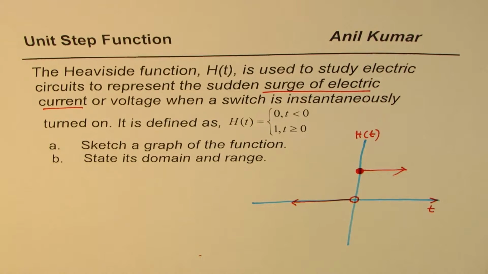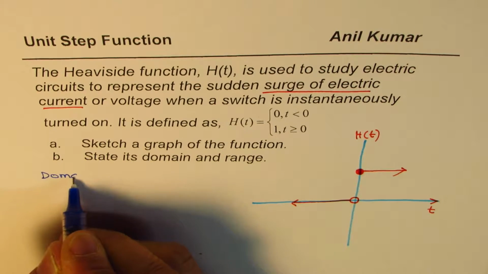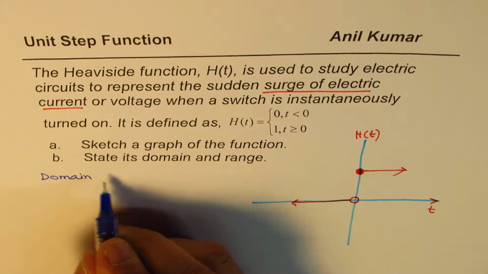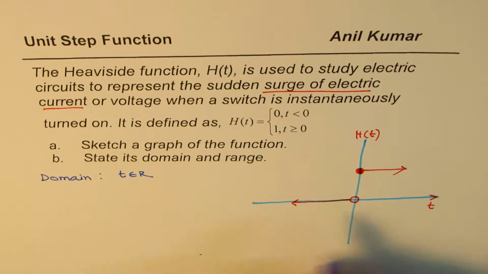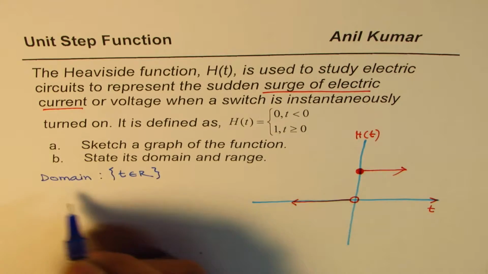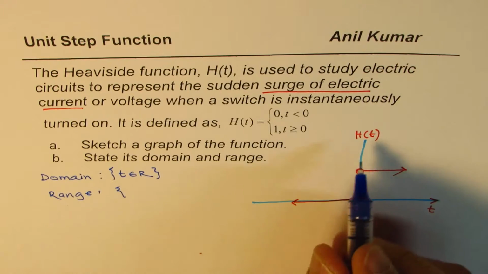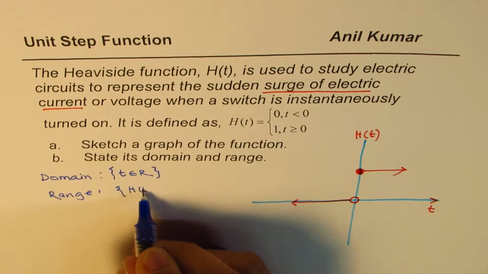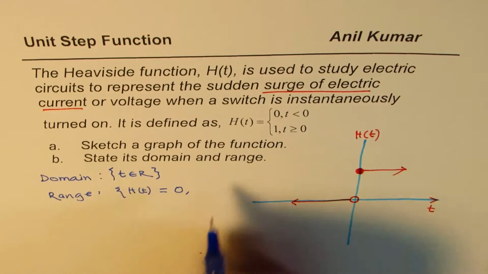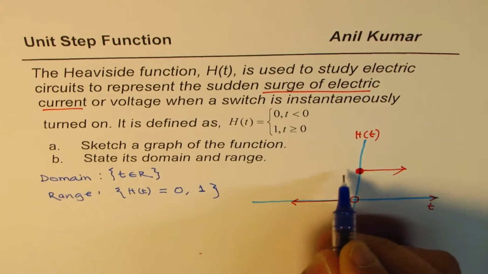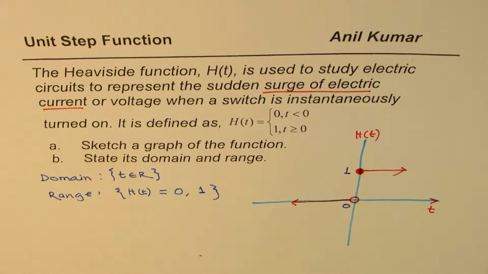Now let's write down its domain and range. So the domain here is, we'll say t belongs to real numbers. So there is no restriction on domain, right? So t is all real numbers. But as far as the range is concerned, h of t, which is y in this case, is either equal to 0, right? Or it is equal to 1, right? So these two values are 0 and 1. So that is what this function is.